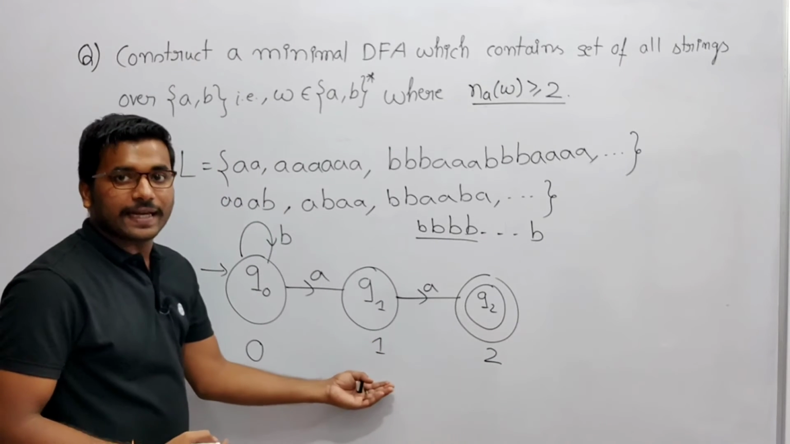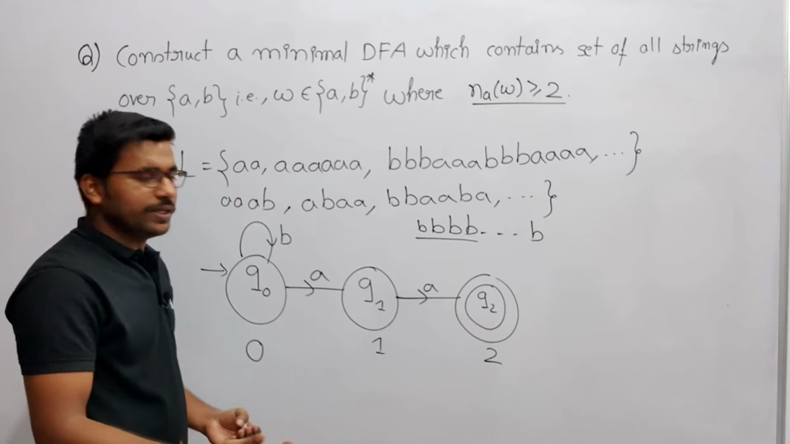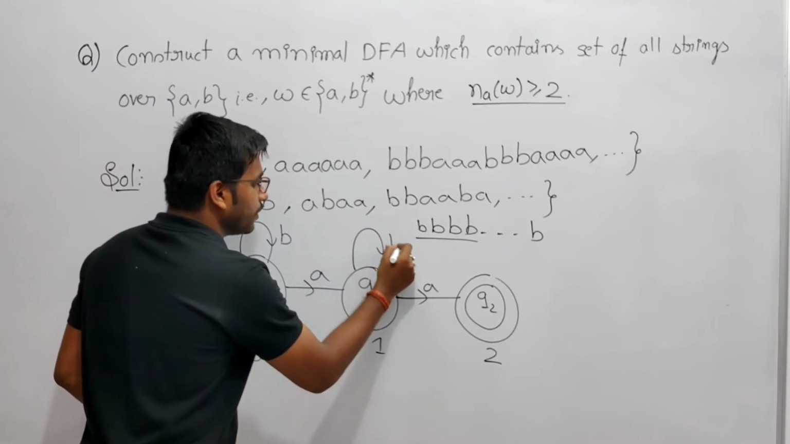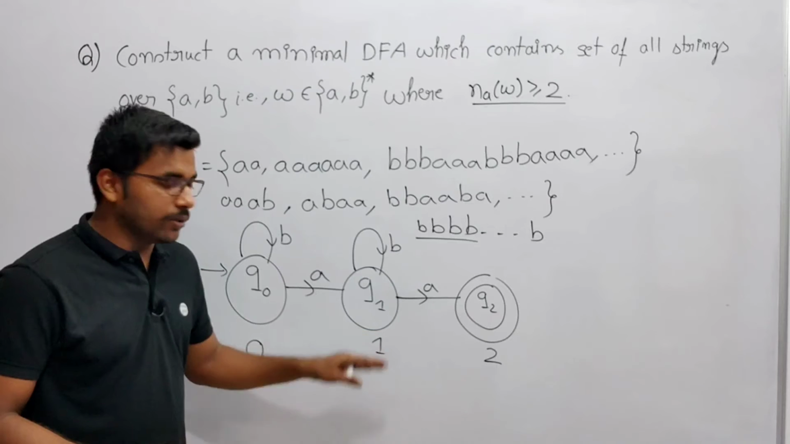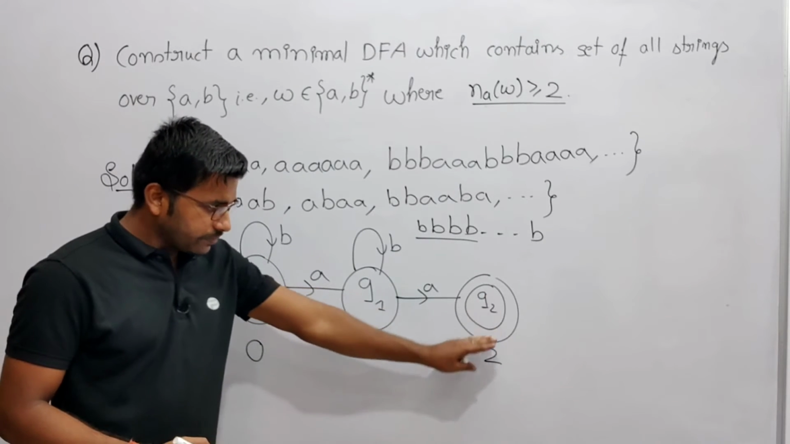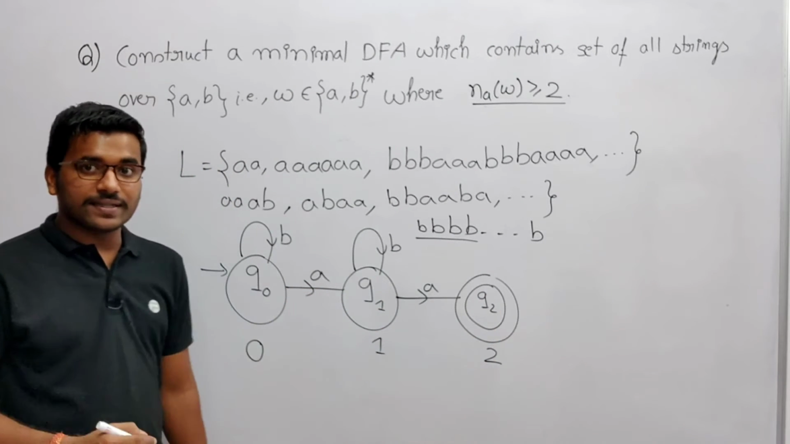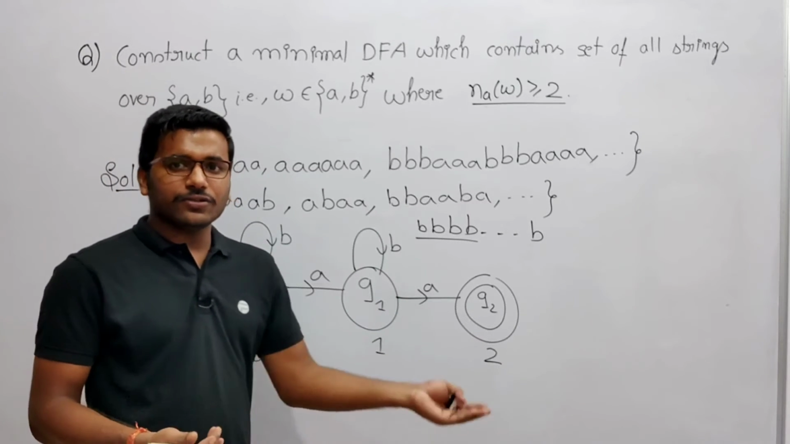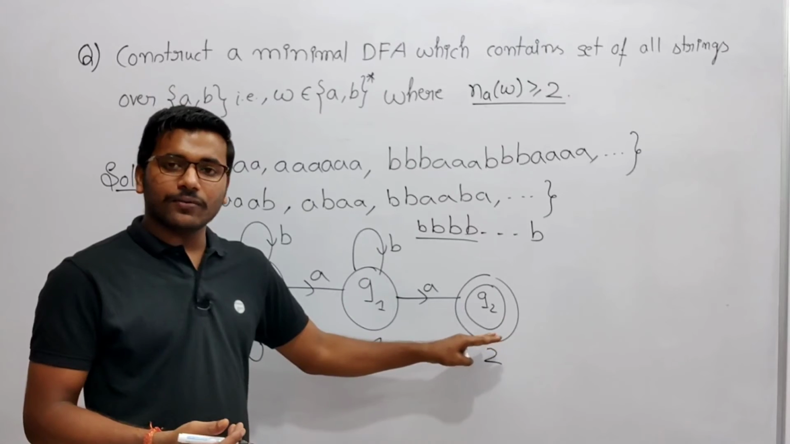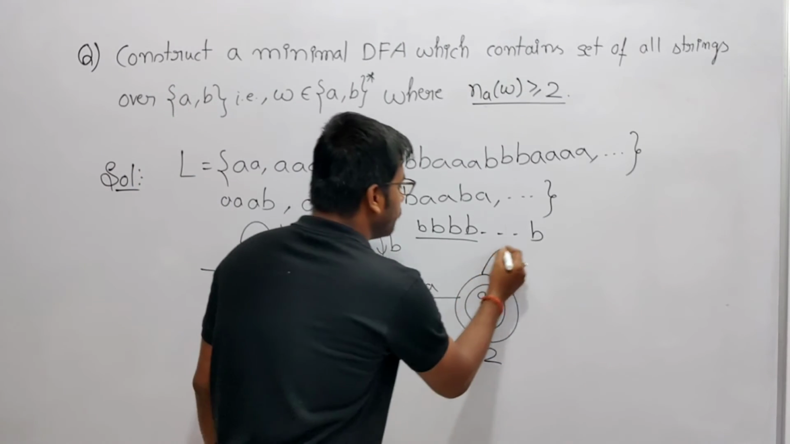Now before getting the second a, you can have in between any number of b. So we will keep a loop of b, because here I am counting the number of a, that's why I am keeping a loop of b. Okay, now I reach Q2, that is a final state. Now it can have any number of b, then also it is having number of a as 2. So I will keep a loop of b.